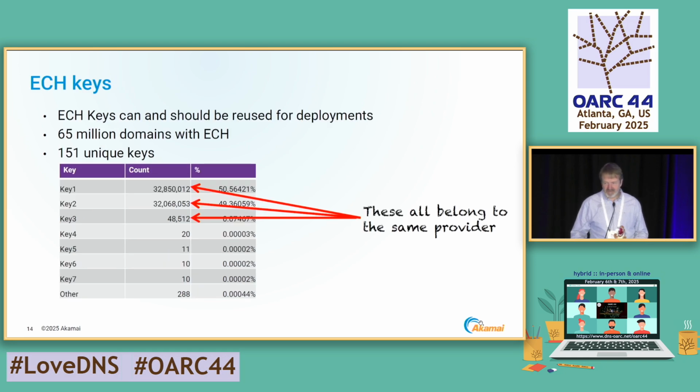And ECH, because that actually triggered the talk, which then went in a different direction when I looked at the data. There are about 65 million domains, but only 151 keys. That itself isn't a problem, because the people in our company that deal with ECH told me that's normal. You should have a key per deployment, so there's no need to have a key per domain. That would be overkill for ECH. At least that's what I'm told, and I believe that.